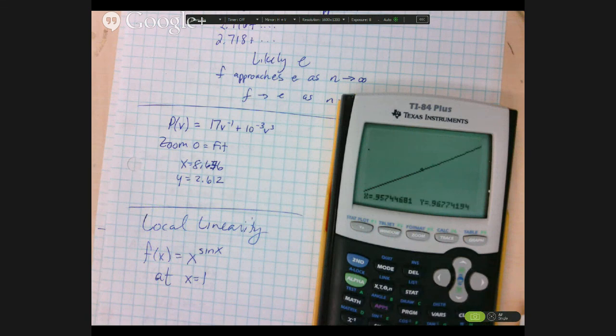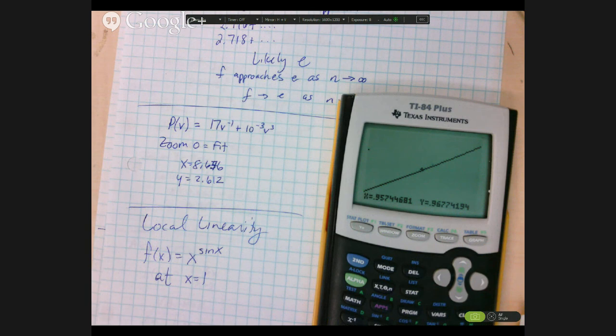Anybody having trouble zooming in? You have to move the cursor. And then you have to move it onto the graph, but you have to move it down. You probably have to move the cursor down or up, too. Make sure you're in radians mode.